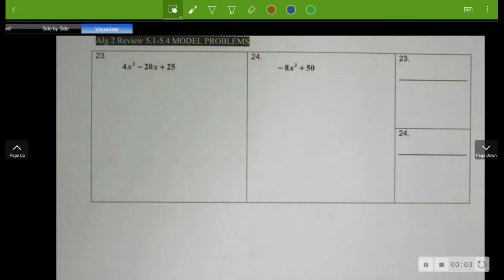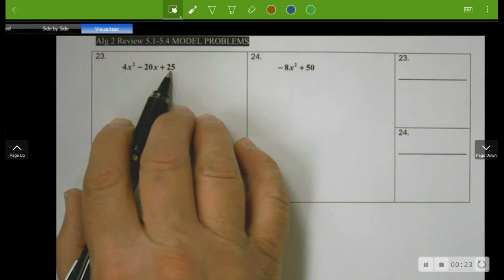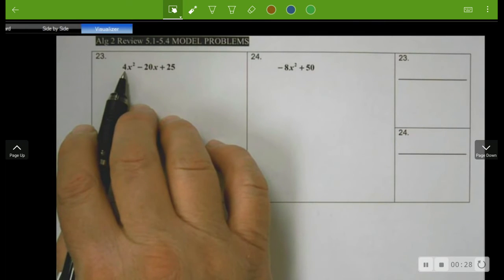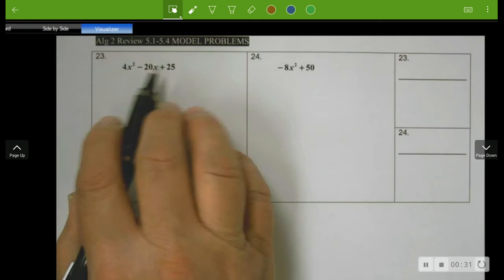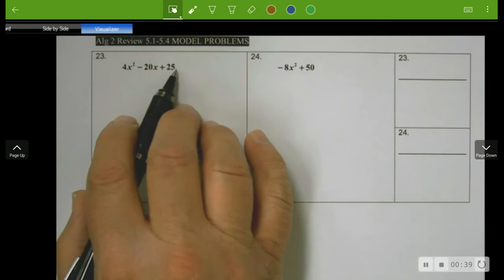Okay, we're on the last two problems on the review, and problems 23 and 24 are pattern factoring. You need to recognize a pattern, and then there's a set way that they get pulled apart here. The first one is called a perfect square trinomial, and you'll notice that this is a perfect square on the back end and on the front end. This one is 2x times 2x, and the square root of 25 is also a whole number. It's 5 times 5. So 2x times 2x to get that one, 5 times 5 to get that one.